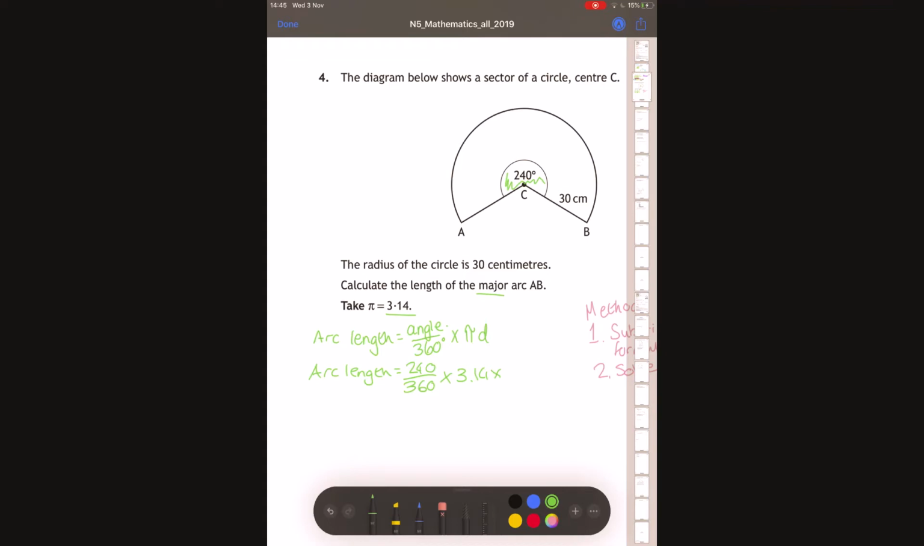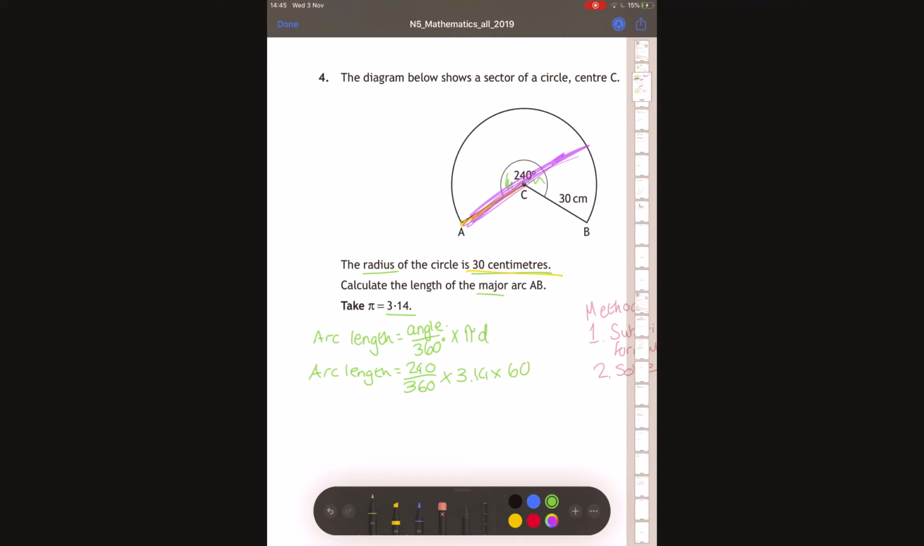Now what is d? D stands for diameter, but we're not given diameter, you ask. Yes, we are not. However, we are given the radius, which is 30 centimetres. Now, the radius is this. I'll use a different colour for that. So the radius is this. Diameter is this. So diameter is 2 times radius. What is the radius? 30 centimetres. 2 times 30 is 60. So we do times 60.